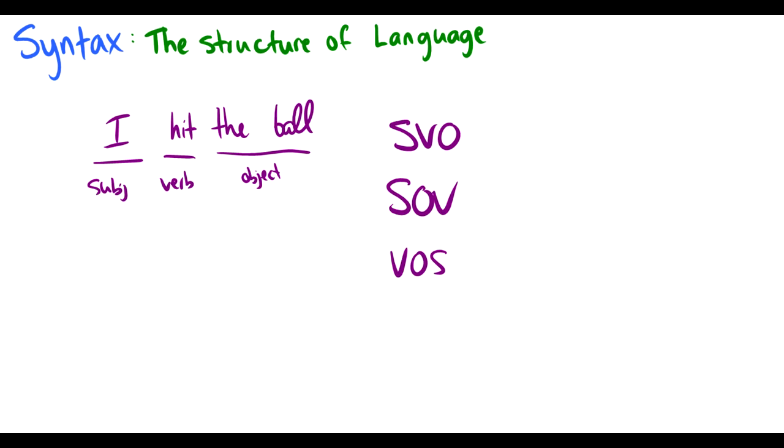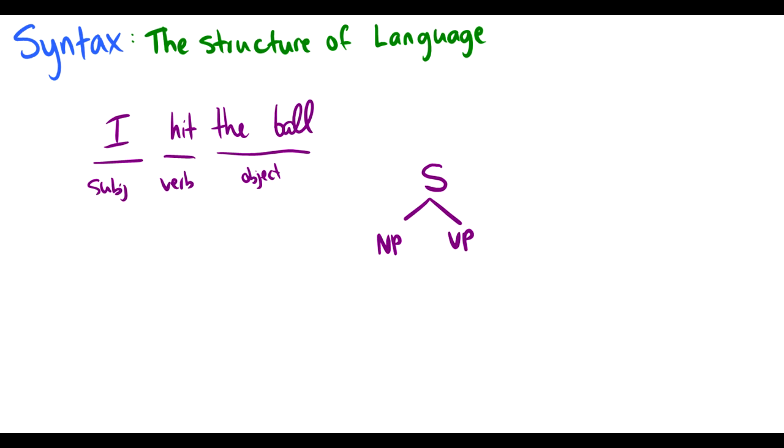Now, with syntax, because language has structures and our sentences have structures, we can do a little bit more than just list word order. In fact, we can create trees with sentences. A sentence will consist of a noun phrase and a verb phrase. For instance, in this case, the noun is going to be I.